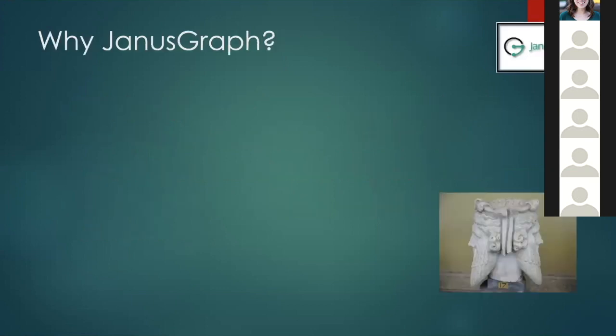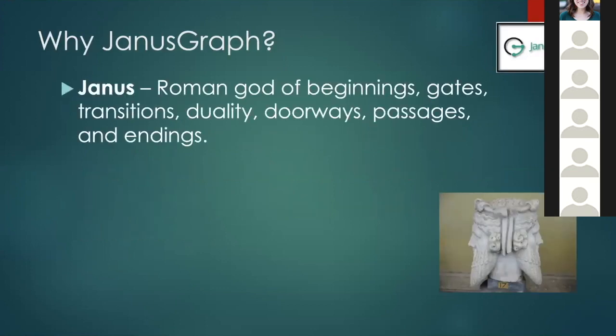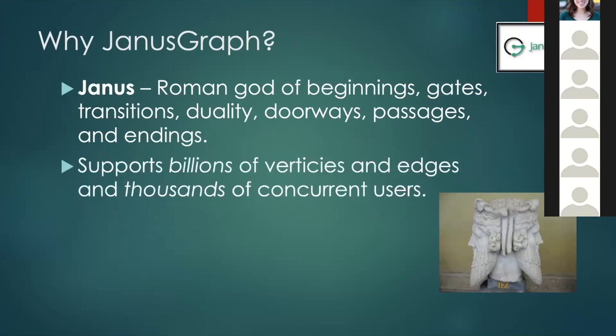So why JanusGraph as opposed to anything else? Janus comes from the Roman god of beginnings, gates, transitions, dualities, doorways, passages, and endings. Sometimes it's spelled Ianus, because the Romans didn't always have J's. Sometimes there were I's in their alphabet, and that's fine. We call it Janus now.